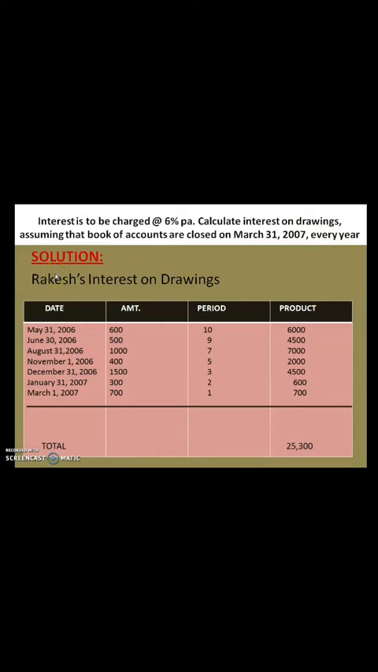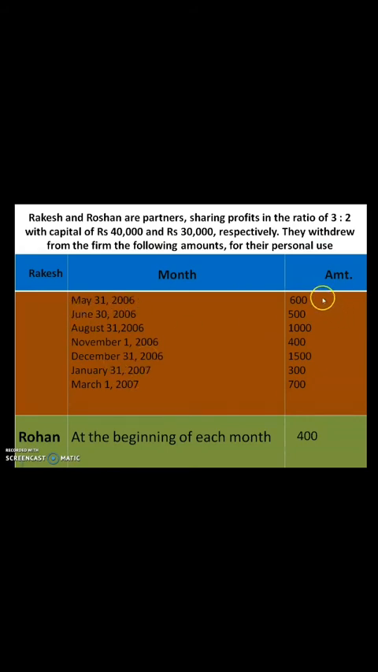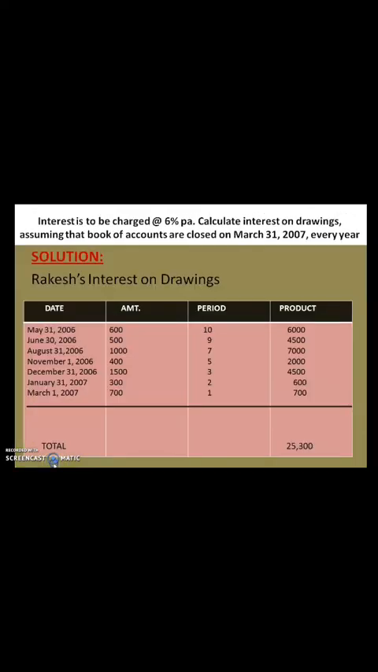Now let us move to the solution of this problem. First of all, let us go for Rakesh interest on drawing. In your question, they have already given you this part, month and amount they have given to you. So with product method or simple method, you can calculate the interest on drawing. You can prefer any of the methods. Okay, so here I am calculating with the product method. So let us do this. Date, as it is given in the question, you have to copy the dates. Amount also in front of each date you have to mention as it is given in the question.